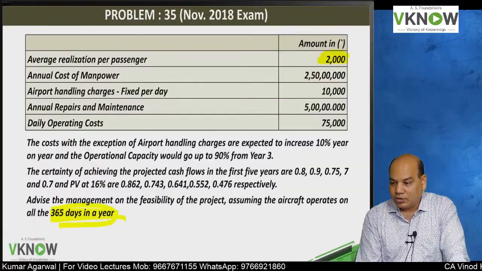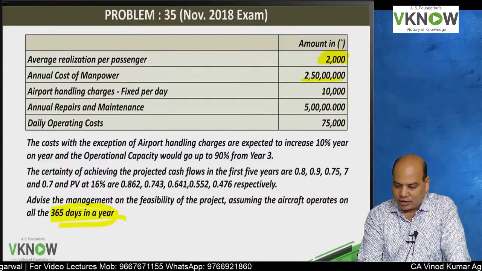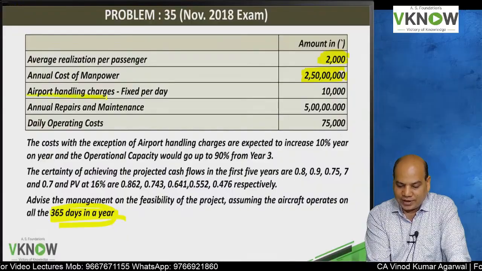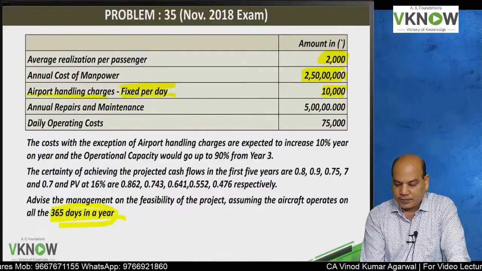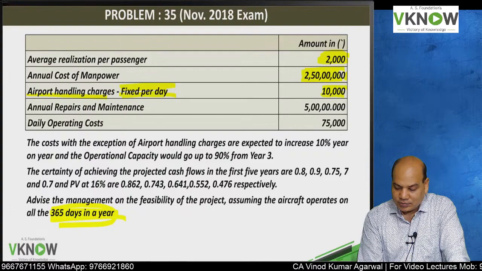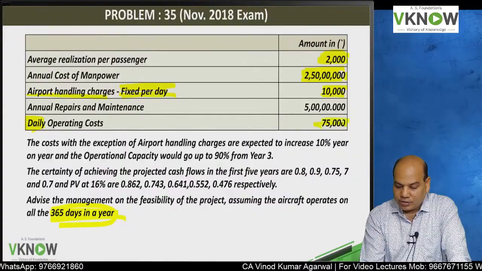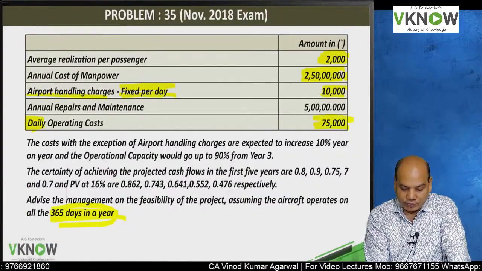Now it says annual cost of manpower. This is your salary, wages, etc. 2 crore 50 lakh. Airport handling charges fixed per day. Per day multiply by 365. 10,000. Annual repairs and maintenance 5 crore. Daily operating cost, daily. If daily is given, per day is given, multiply by 365. Okay.